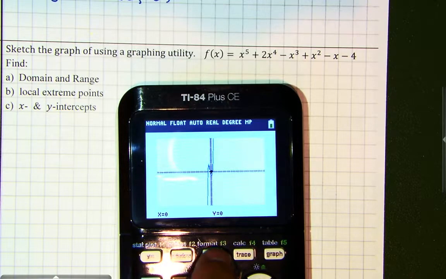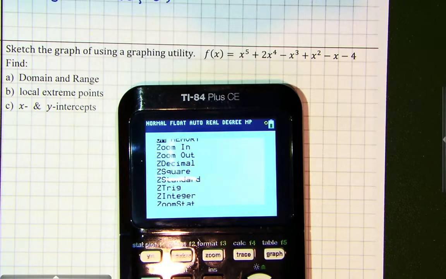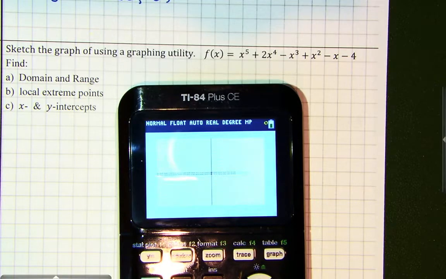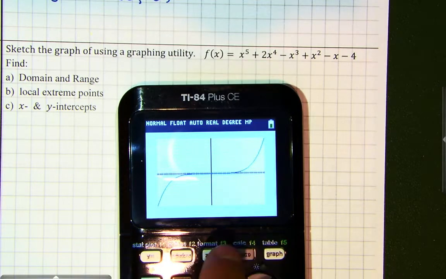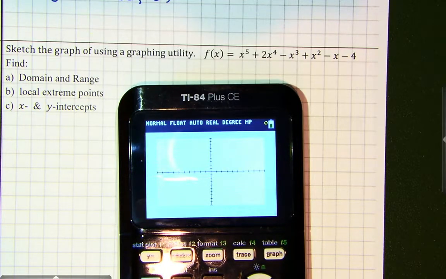So let me zoom back in. They also have something called zoom fit. So let's try zoom fit and see if it does a better job of fitting the function. No, that doesn't work well. So I go back to standard. Zoom, standard is number 6. I believe that's what I had before. So you kind of have to play around with the window to see what is the best view.